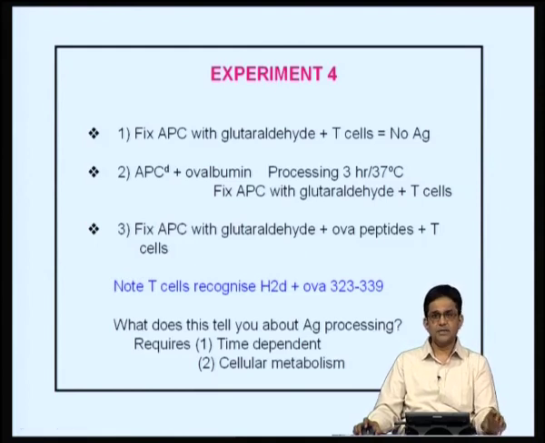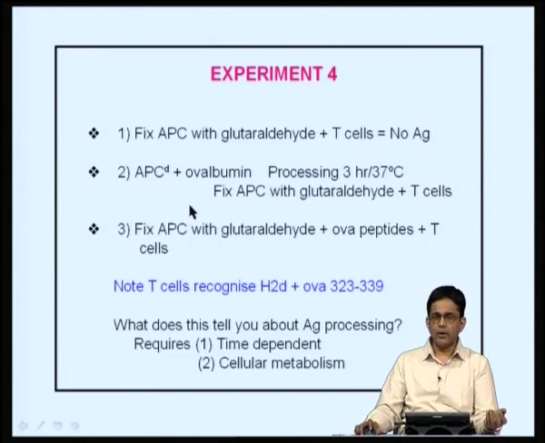Now, if you take antigen presenting cells and you fix them with glutaraldehyde. Now, what does glutaraldehyde do? Glutaraldehyde will cross-link all the cell surface proteins, because that is what is being done here. And then you put in T cells, and there is no antigen over here, and you will not get a response. Now, however, if you take the APCs, this is with D, and you put them with ovalbumin, which is the antigen, and you allow for processing for about 3 hours at about 37 degrees. Now, you fix the APCs with glutaraldehyde, add your T cells, and you will get a response, because sufficient time was given for processing, and at the right temperature also, because the cells need to be viable to be able to process it.